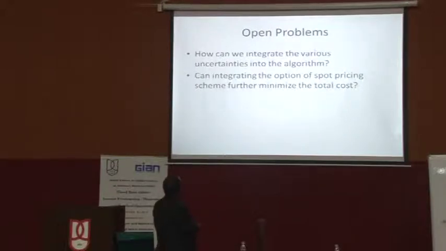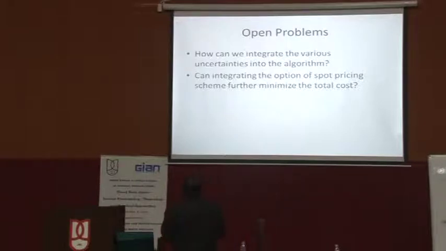How can we integrate the various uncertainties into the algorithm? We actually didn't take into account the uncertainties, so it's an open question. How can you integrate the various uncertainties into the advanced reservation algorithm to reduce the cost, whether it is over or under provisioning, and whatever? How can you do it?